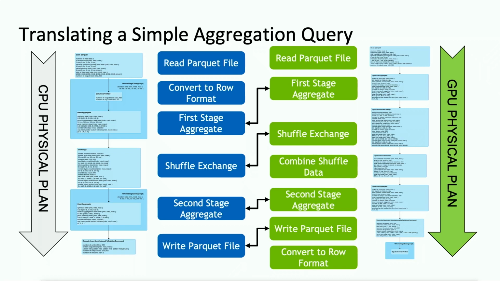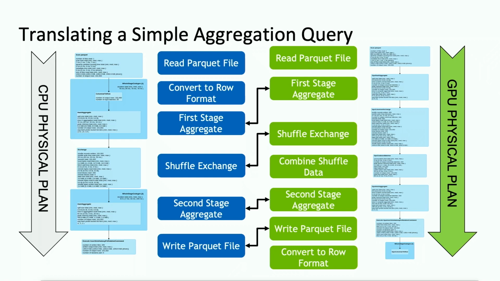On the left side, we see that after we read the Parquet file, the CPU wants to execute row by row. Parquet is a columnar format, and so there needs to be a conversion from that columnar format to row format so the rest of the query can proceed. On the right-hand side, that has been optimized out because Parquet is a columnar format. The GPU wants to process in a columnar format, so it's already ready for processing. Then after that is a first stage aggregation. Again, there's a GPU version of that. So the hash aggregate on the CPU becomes a GPU hash aggregate on the GPU version.